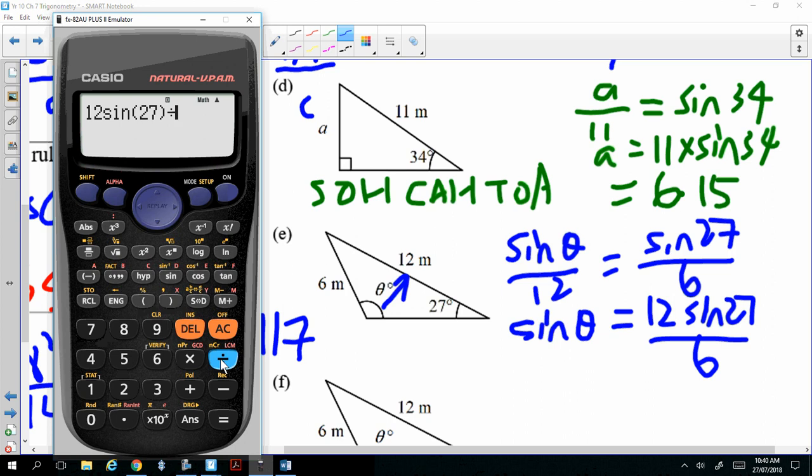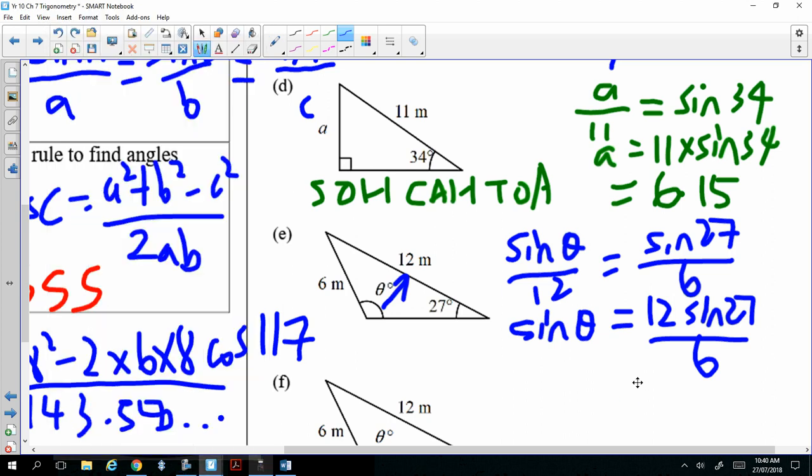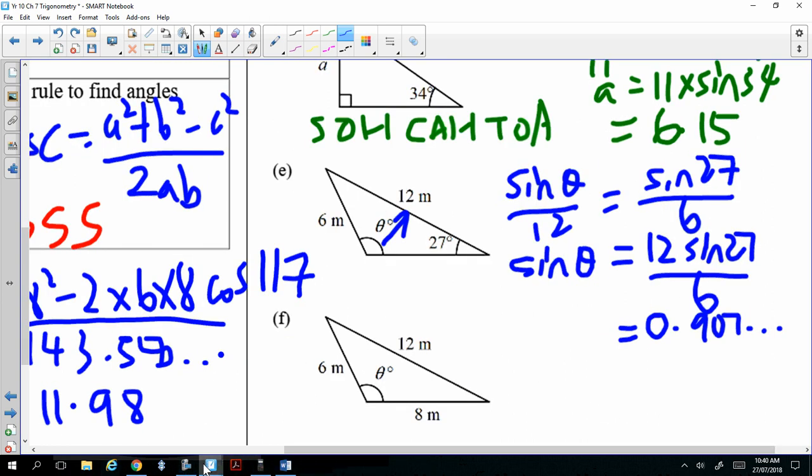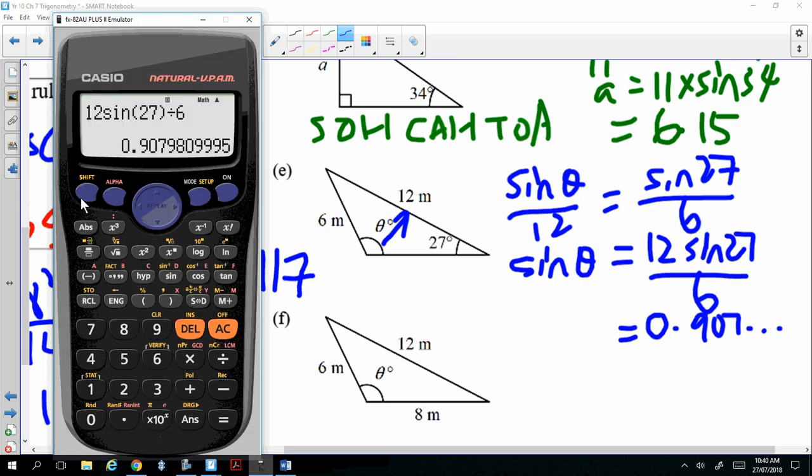You get 0.907 dot dot dot. Now remember, this is not the angle. You've got to shift sine to get the answer. So you go shift sine, answer. You get 65.2 degrees. So remember to shift sine.